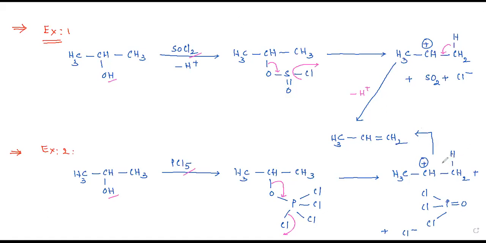Okay, so that's it. Very simple, very simple. So the only thing is the thionyl chloride and PCl5, they are just converting OH into Cl, which is a very good leaving group, which is going off easily, finally giving us the required product. Yes, these are the dehydrating agents.